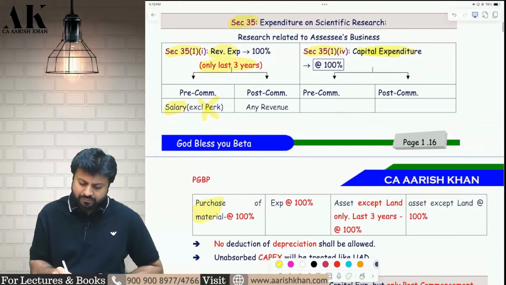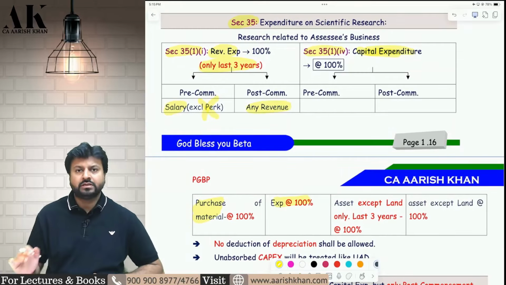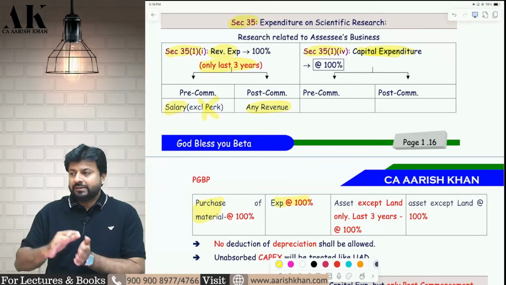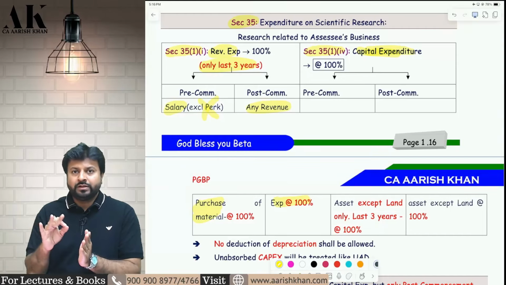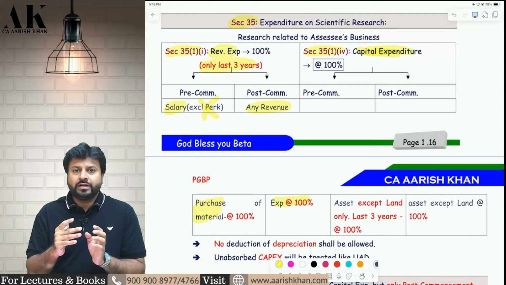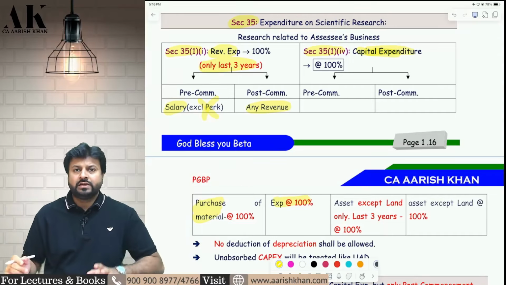What about post-commencement? Post-commencement, any expenditure is allowed 100%. No harm in that, no restriction, nothing. So for revenue expenditure, pre-commencement last 3 years, salary excluding perquisites and purchase of raw material. And for post-commencement, all expenditures are allowed.